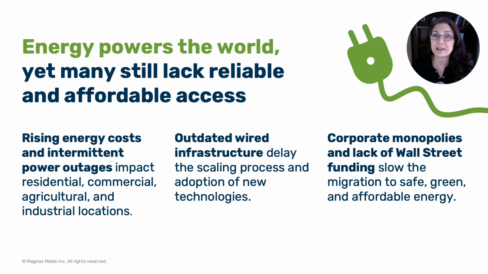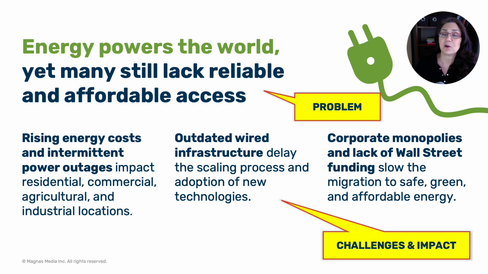You can see here at the top it says energy powers the world, yet many still lack reliable and affordable access. So right away we set the tone of the story. We're talking about power. Then you have 3 statements to support that story. Rising energy costs and intermittent power outages impact residential, commercial, agricultural, and industrial locations. So we're talking about the problem and the impact. Next, outdated wired infrastructure delays the scaling process and adoption of new technologies. Another problem and the impact. Corporate monopolies and lack of Wall Street funding slow the migration to safe, green, and affordable energy.